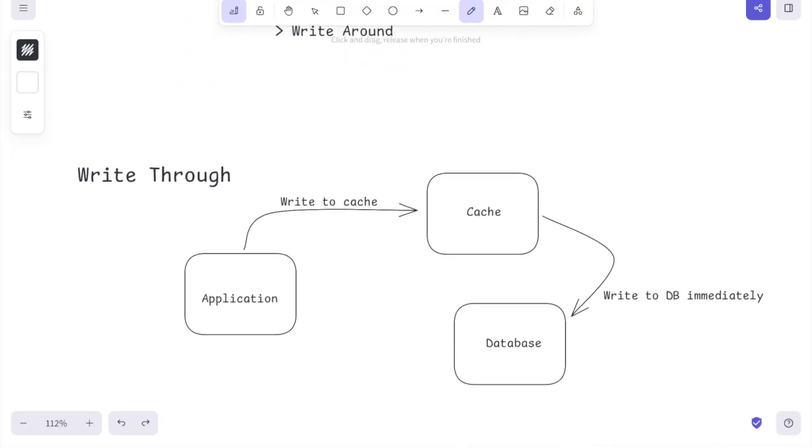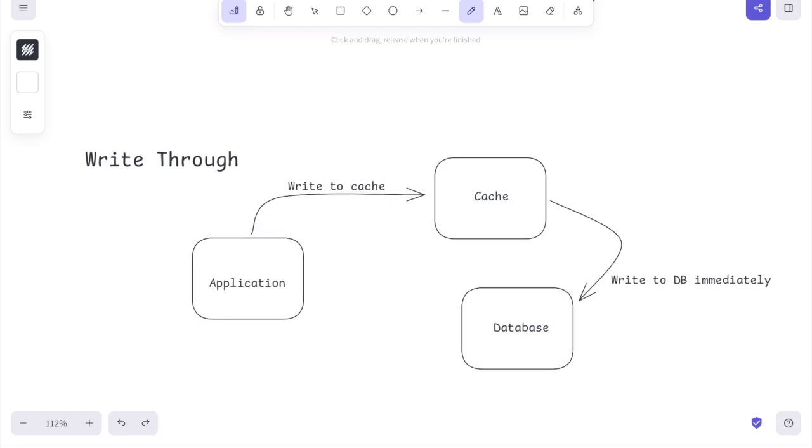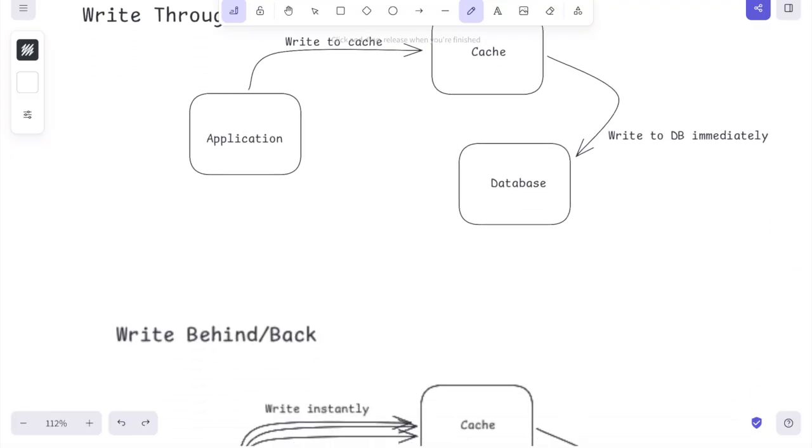The first one is the write through. In this strategy, every write goes to the cache and the database synchronously. The write only completes when both succeed. The pro is that the cache is always in sync, there is no risk of stale data, and there is no data loss. The con is that every write is slower because you wait for both the cache write and the DB write. So we use this when we need strong consistency, like financial transactions or inventory updates. Anything where stale data is dangerous, we can go with the write through strategy.